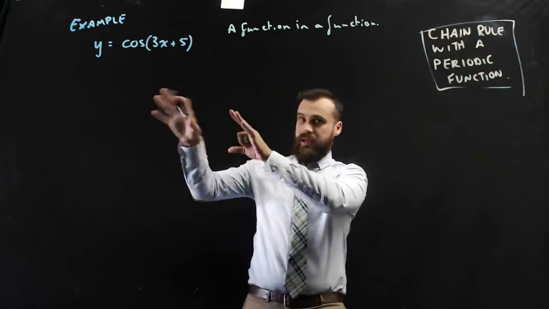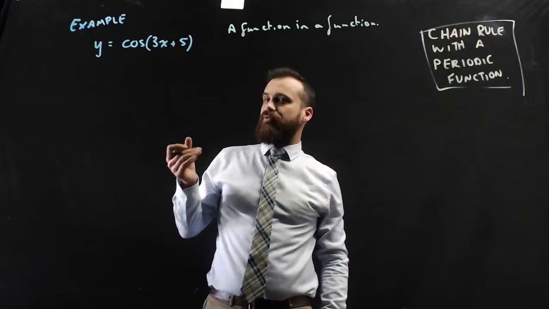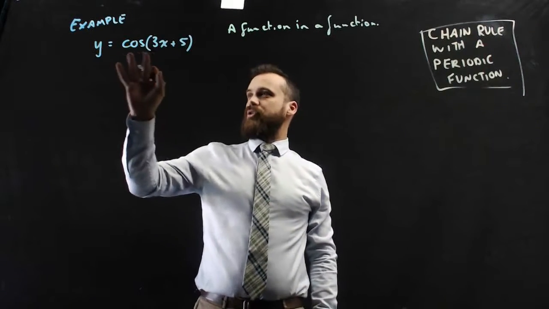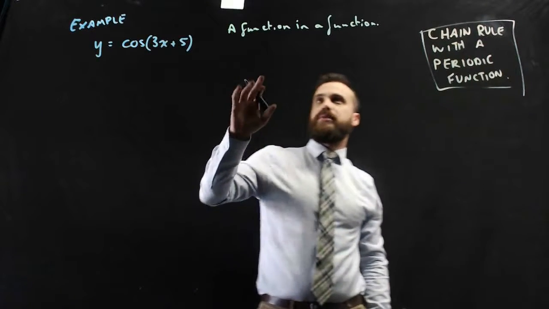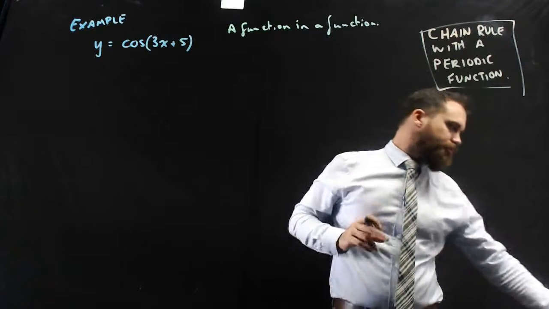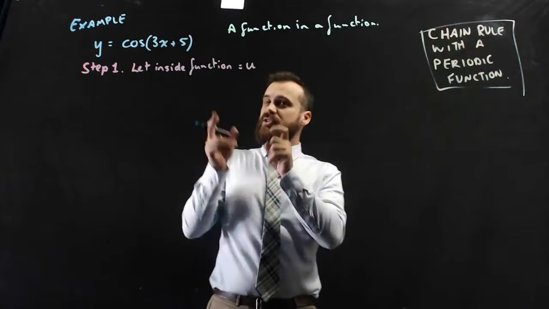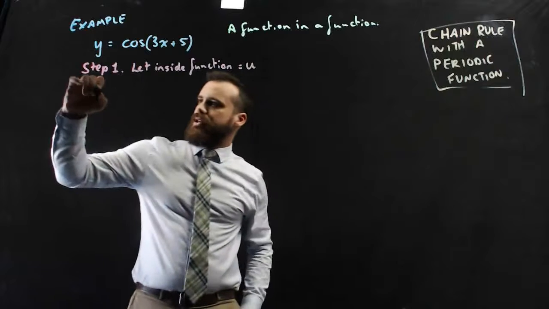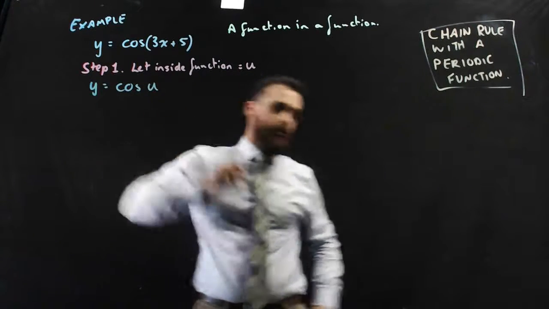Now, example, y equals cos x is like a standard function, but here instead of having cos x, we've got cos of a function, cos of 3x plus 5. This is what I mean by a function in a function, and that's how we can use our chain rule. So step 1 of our chain rule is to let the inside function equal u. So that means now that y is going to equal cos u.